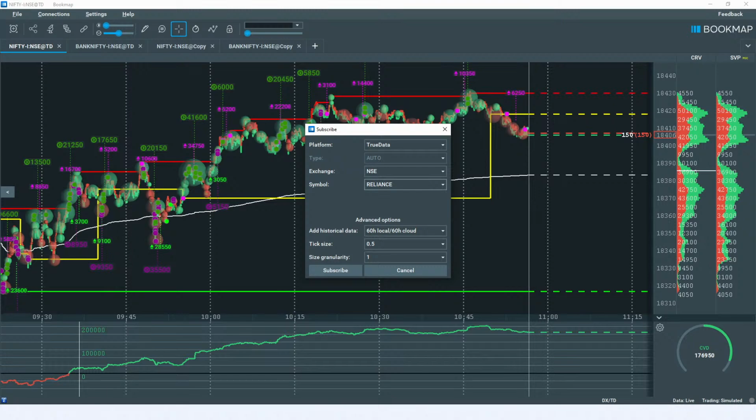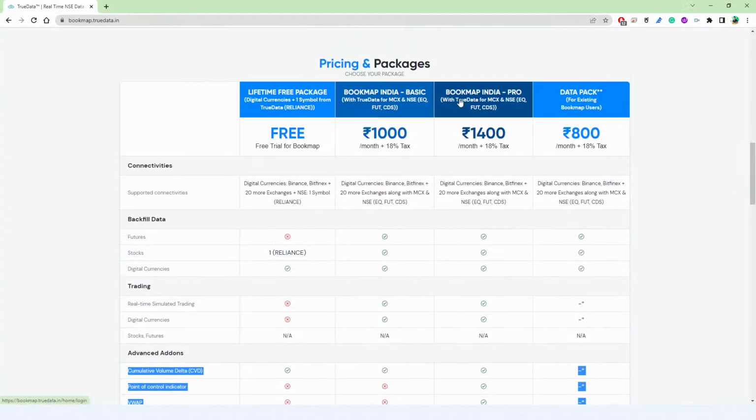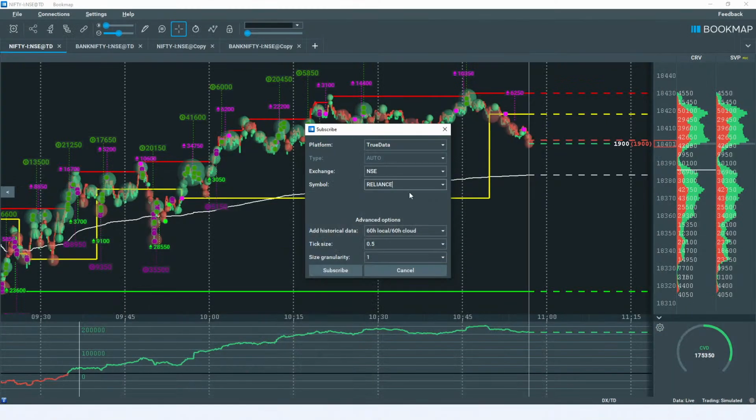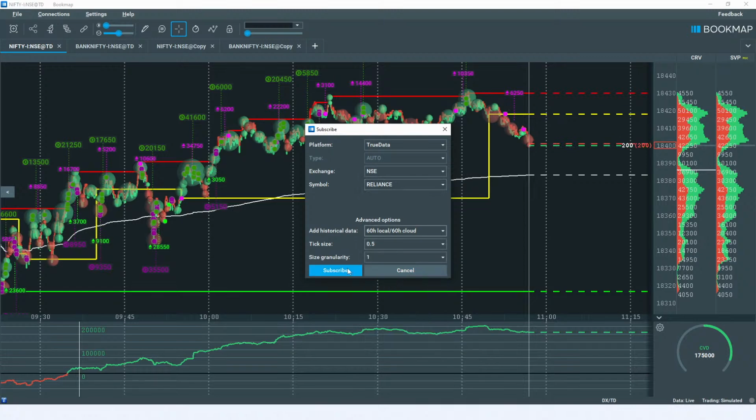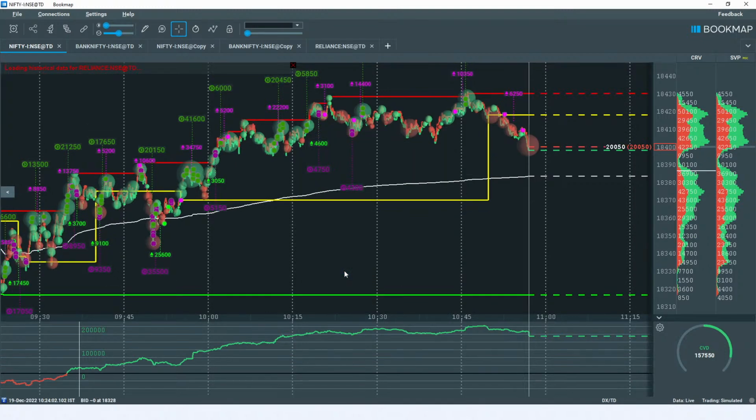Just a moment. With the same package, you will be able to access MCX, NSE, equity futures data, CDS data, everything, in the same package. So let me keep it as 60 hours and tick size as 0.5 for this.